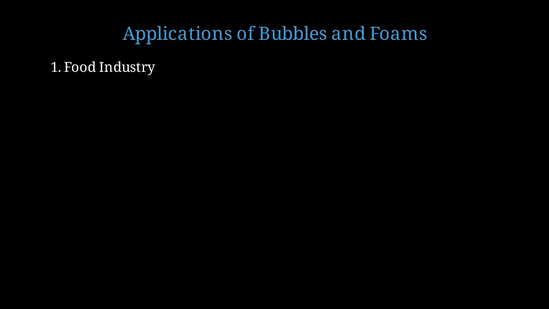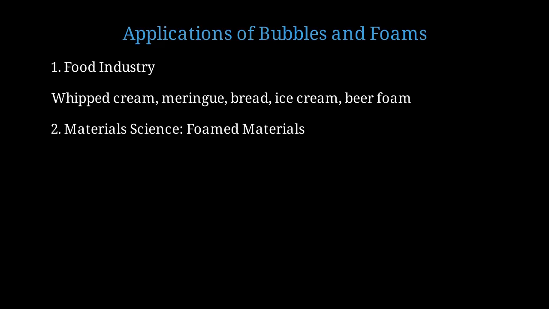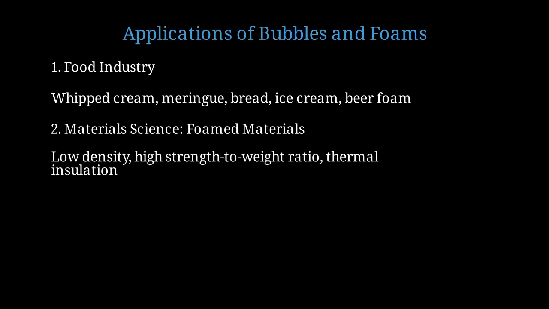First, the food industry. Foams are everywhere in food. Examples include whipped cream, meringue, bread, ice cream, and beer foam. In bread, yeast produces carbon dioxide bubbles that make the dough rise and create the spongy texture. Second, material science. Foamed materials like polyurethane foam and metal foams have unique properties. These materials combine low density with high strength-to-weight ratios and excellent thermal insulation. They're used in everything from packaging to aerospace applications.